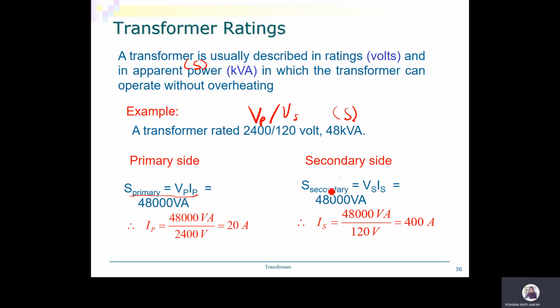Vs is the same, because we assume that the transformer is in ideal condition. For the ideal transformer condition, Vp equals Vs. This statement is very important to analyze the transformer.